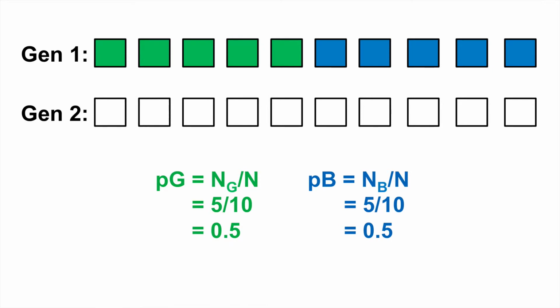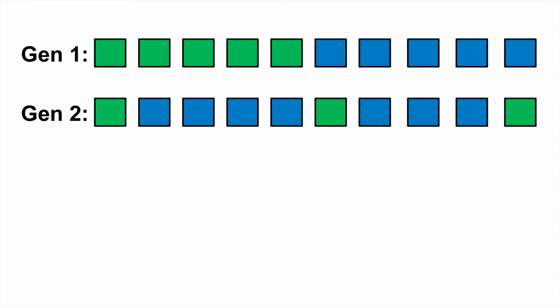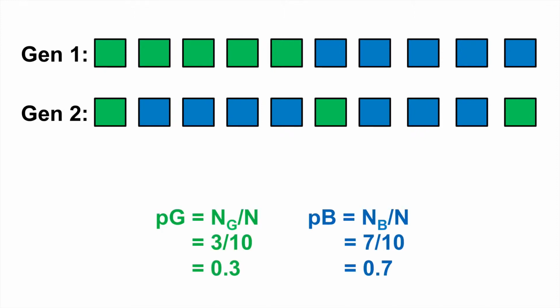So each and every individual in the second generation, which we know has the same population size as generation 1, has a 50% chance of being green and a 50% chance of being blue. Now we might expect, given these odds, that generation 2 would comprise 5 green individuals and 5 blue individuals like generation 1, but due to chance alone, generation 2 might look like this, with 3 green individuals and 7 blue individuals. So the new proportions of green and blue in the population are 0.3 and 0.7 respectively.